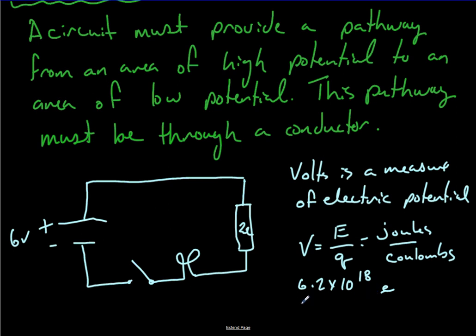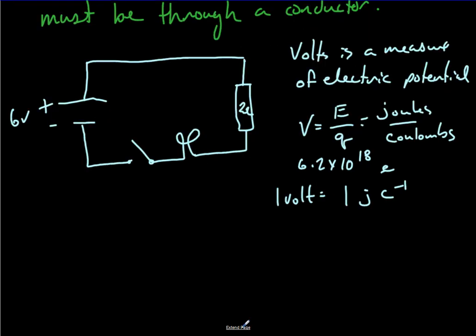And 1 volt then has a unit equal to 1 joule per coulomb. So if you have 1 joule of energy contained in each coulomb, you have a 1 volt potential, which isn't really very high. So there you go.